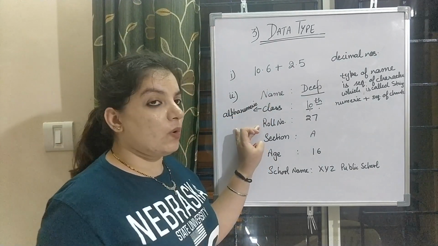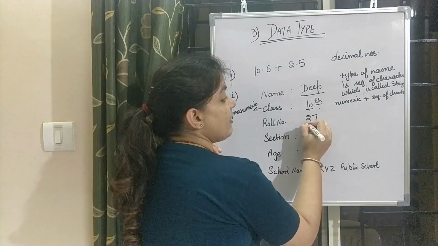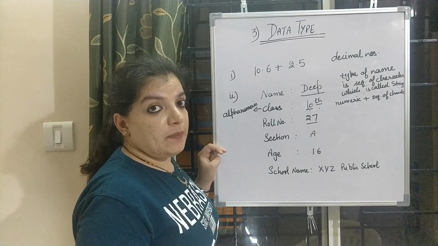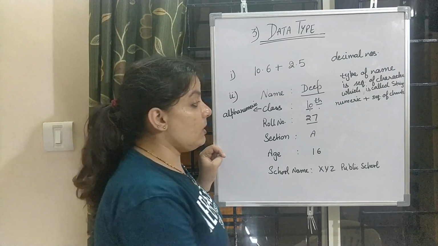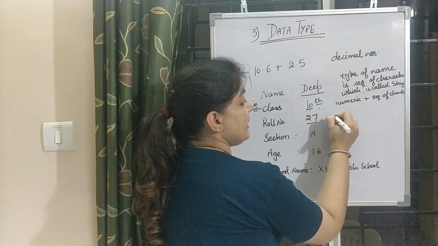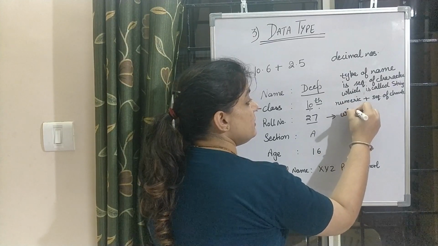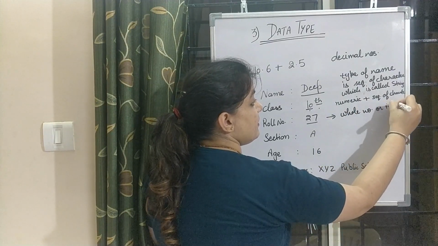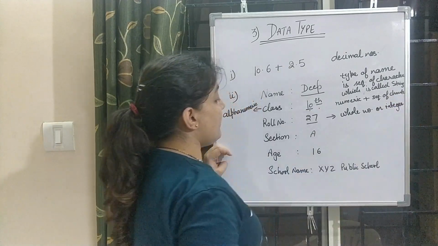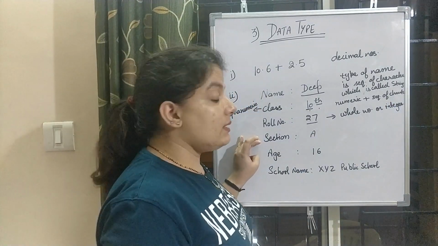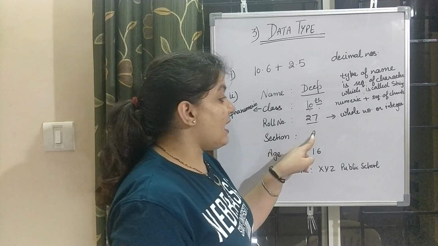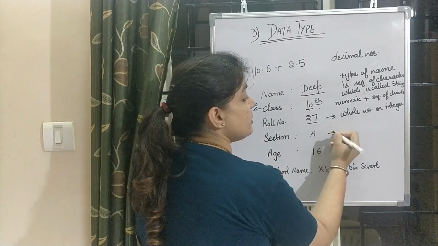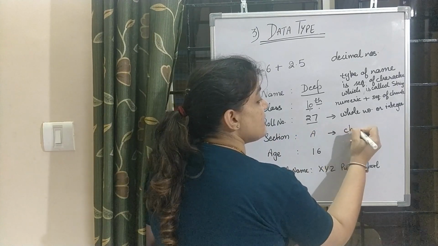Now coming to the roll number. In roll number we have only one number, which indicates an integer type, or you can say it is a whole number. So the roll number data type is whole number or integer type. Okay, now coming to the next, that is section. In this I have taken only one character. So what will be the data type of section? The section data type is character type.